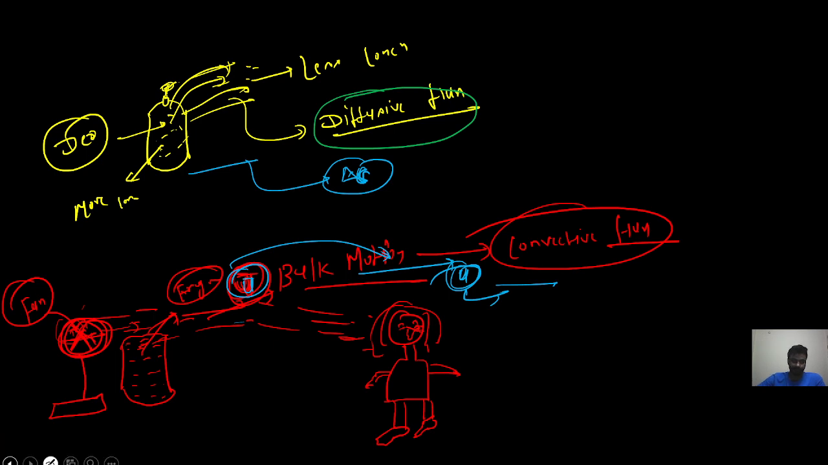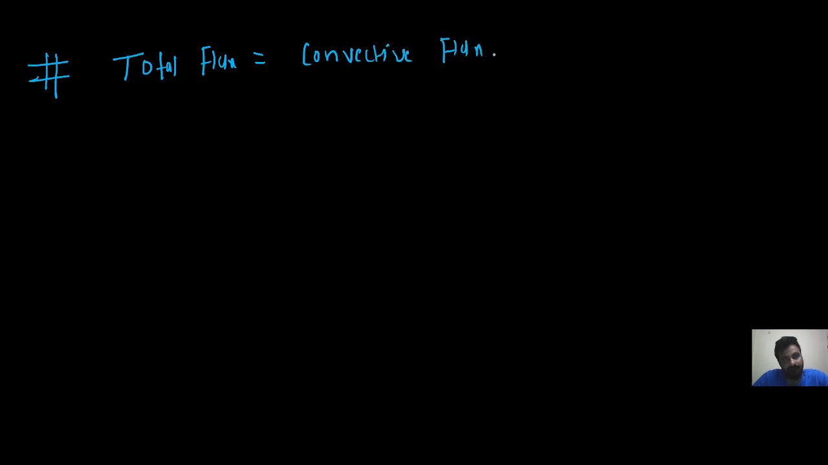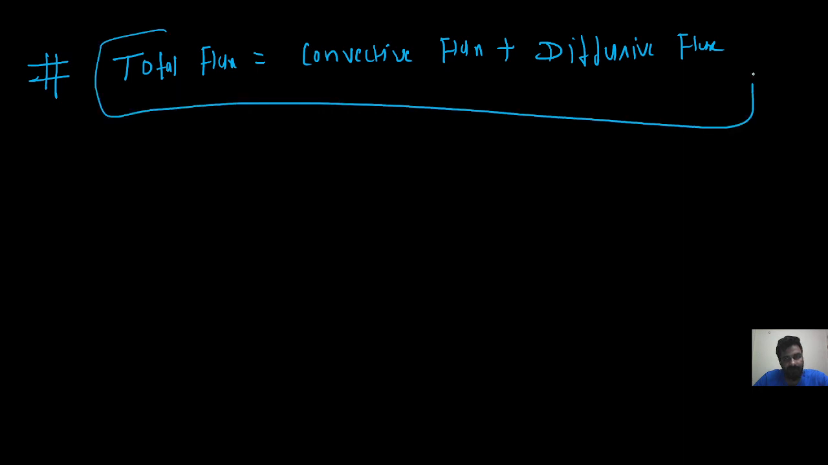The next thing is that whenever there is a mass transfer operation, the whole term will come, and the terms will get added, and it becomes the total flux. So you'll have to understand the total flux condition. Total flux is equal to convective flux plus diffusive flux, right? So here you need to understand these things.